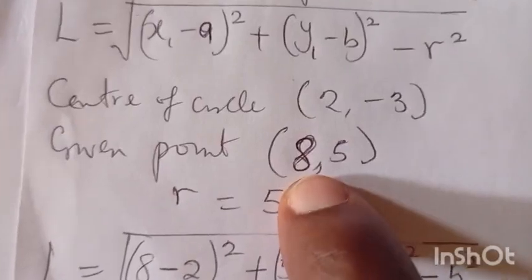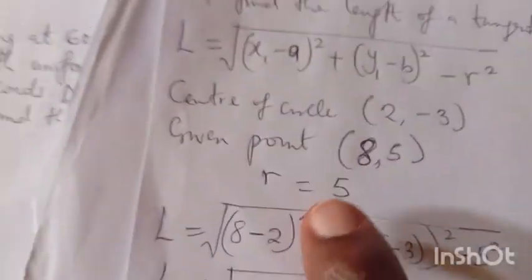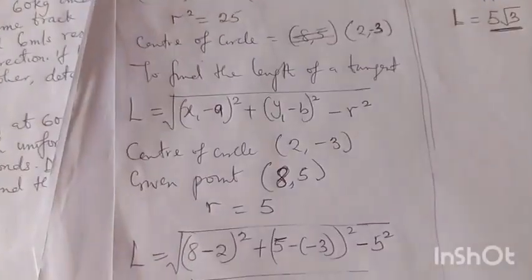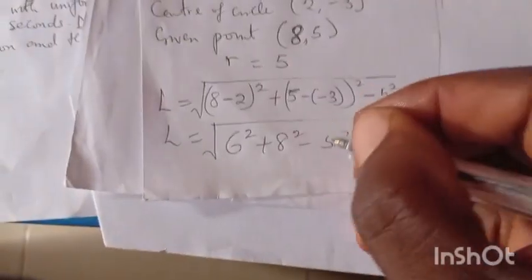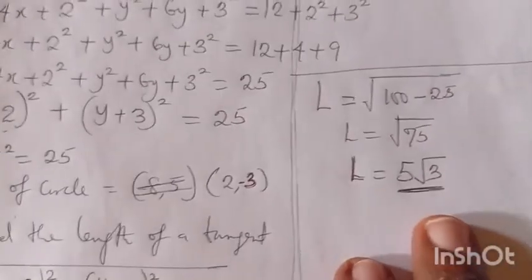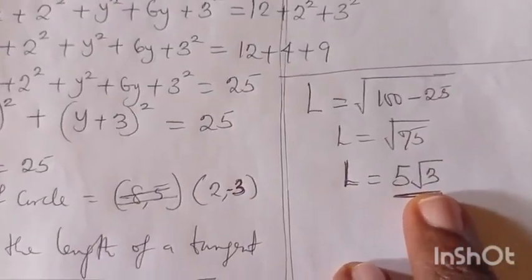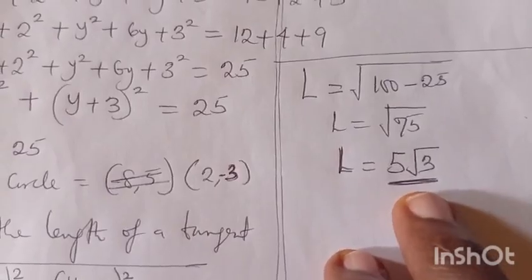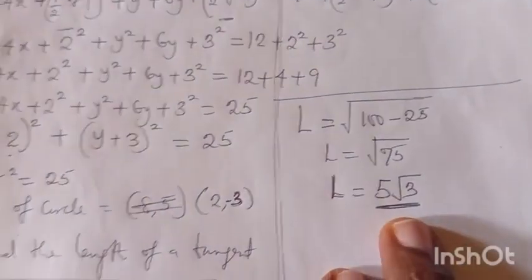This is the given point 8, 5, and I have my radius 5. So putting everything into the formula for the length of a tangent of a circle, I got 5 squared. Maybe I should write it very well. That is 5 squared, and from that 5 squared I move to 100 minus 25, and finally I arrived here. So that's how I finished number 11A.